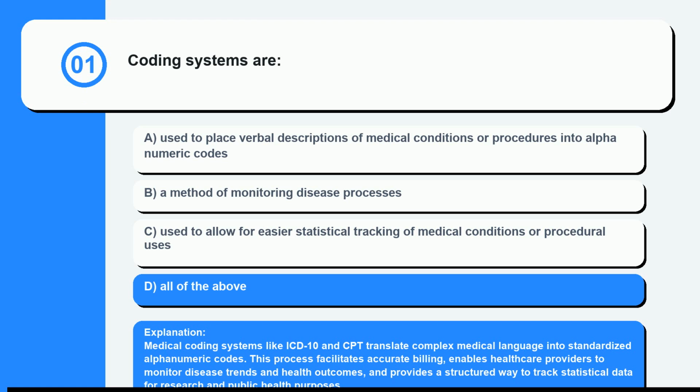All of the above. Medical coding systems like ICD-10 and CPT translate complex medical language into standardized alphanumeric codes. This process facilitates accurate billing, enables healthcare providers to monitor disease trends and health outcomes, and provides a structured way to track statistical data for research and public health purposes.